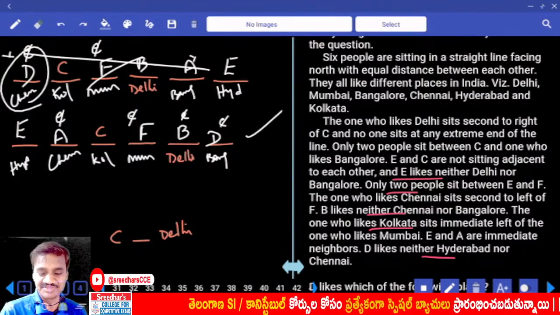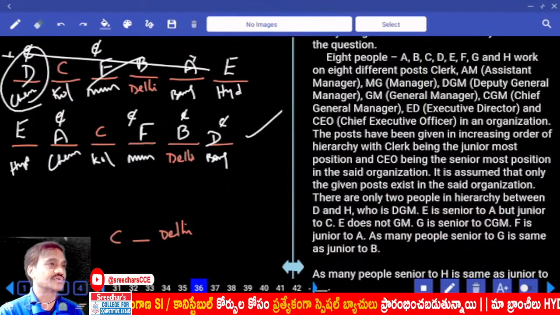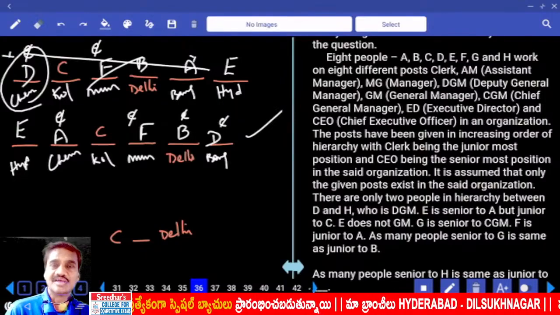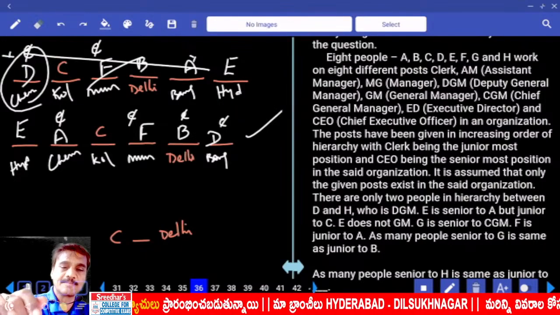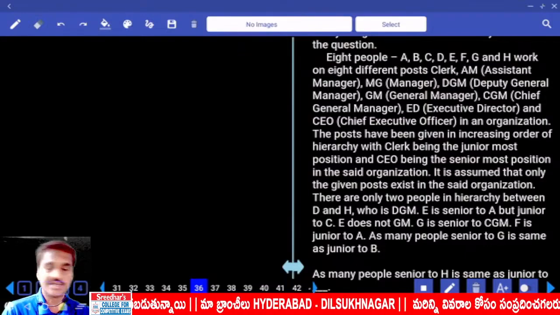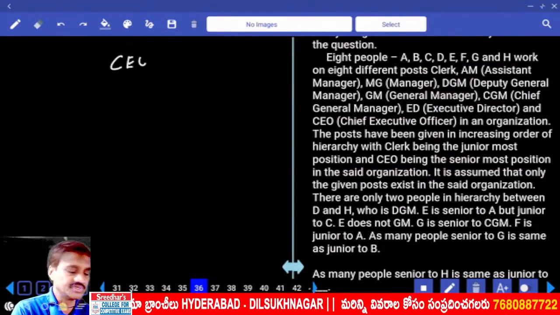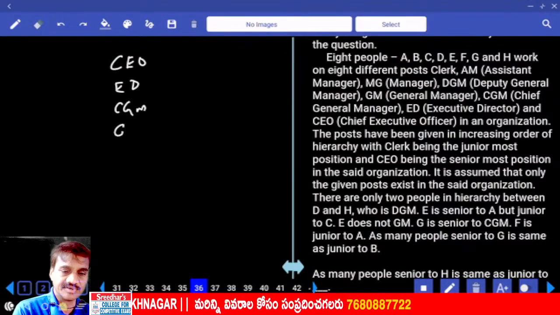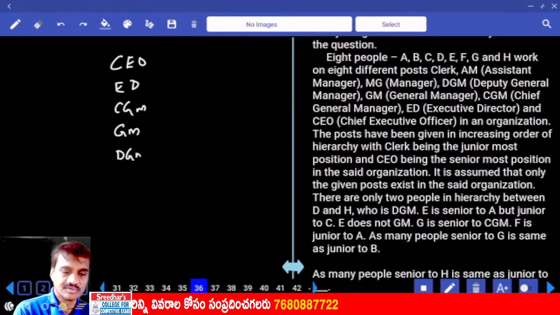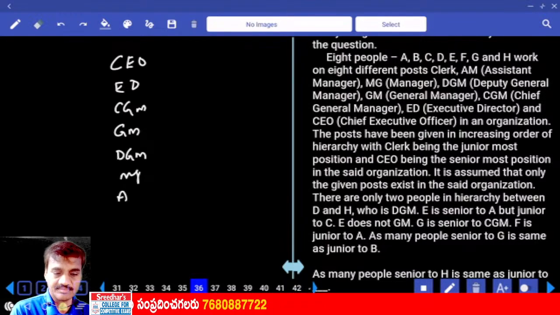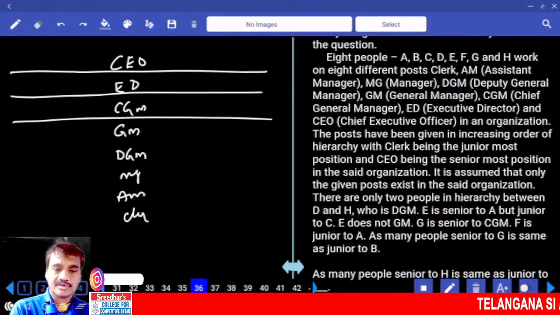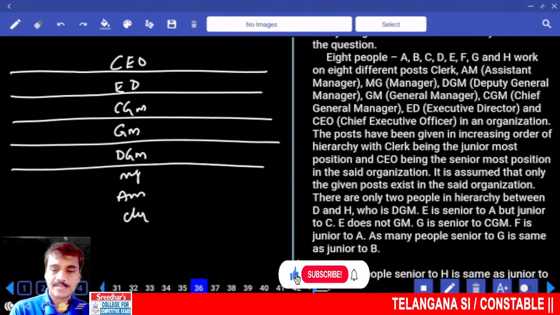Then coming to question number 36 to 40. Now in this 36, is it first or second priority? Definitely first priority. Why does it come under the first? Clear hierarchies were given. Now what is the hierarchy we have? CEO, ED, next CGM, next GM, next DGM, next manager, next AM, next clerk. Now these are the 7 persons. Clear? Now you need to identify who is working under which position.